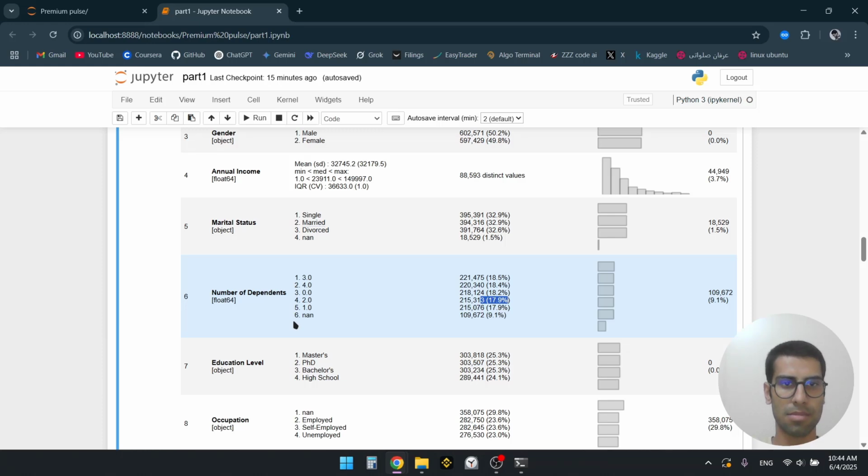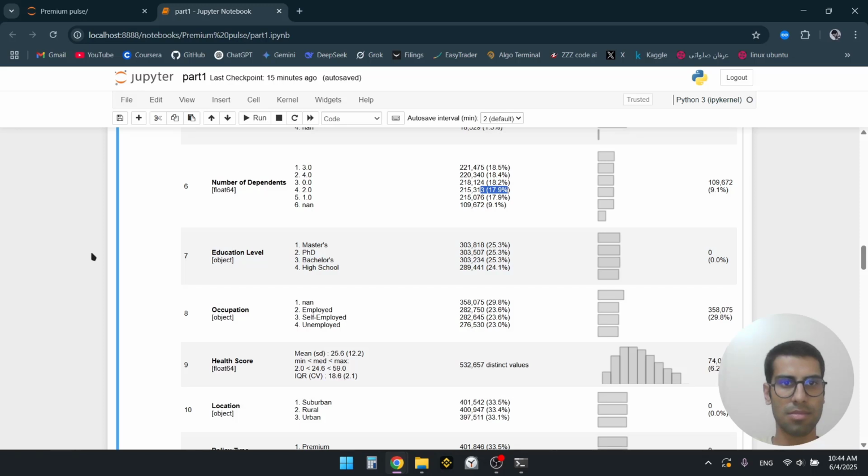Moving up to the next feature. Next feature is really good. It's education level, starting from high school all the way up to PhD. It's an ordinal feature, which means that the order matters, and there are no missing values. The data is really balanced, and it's okay.